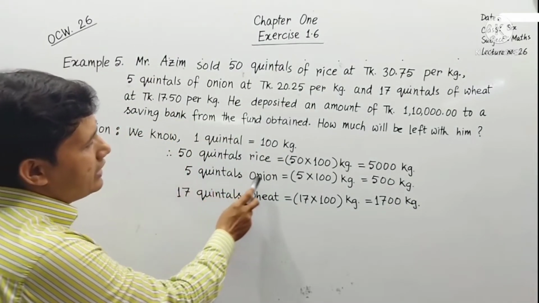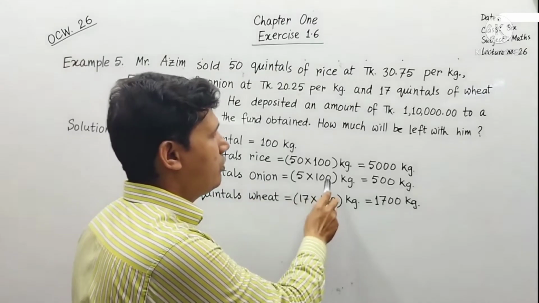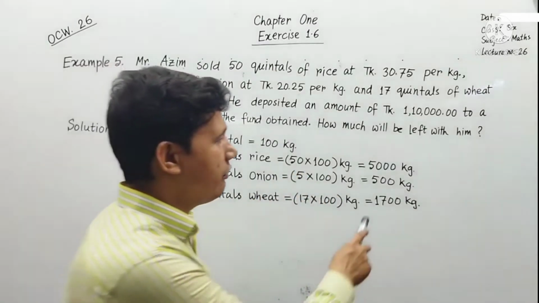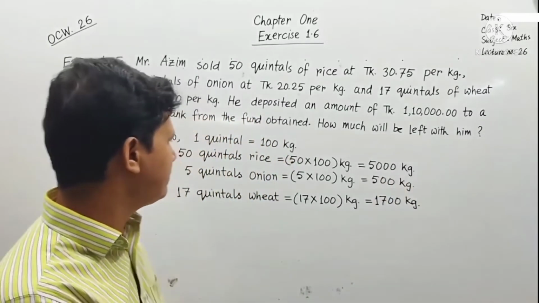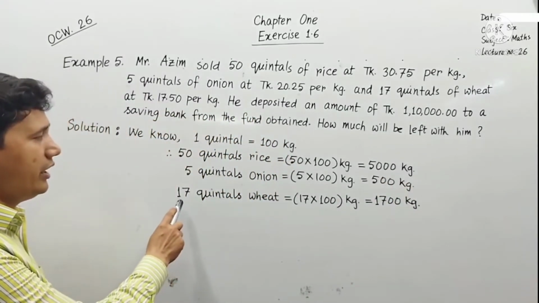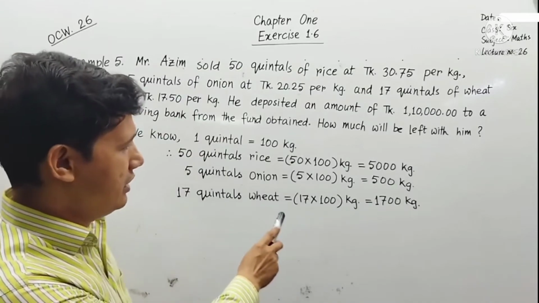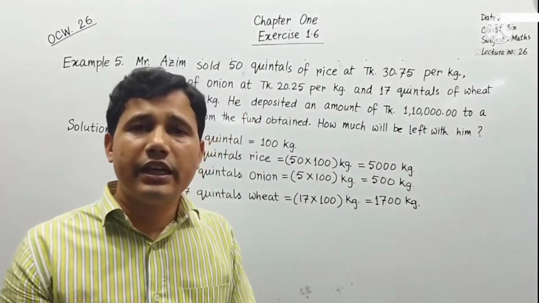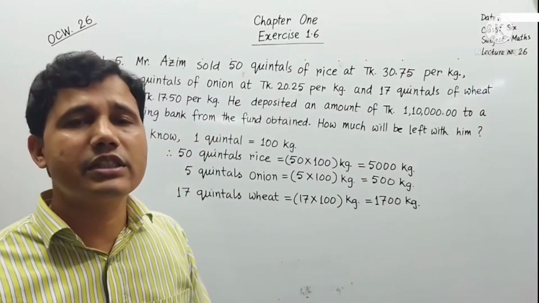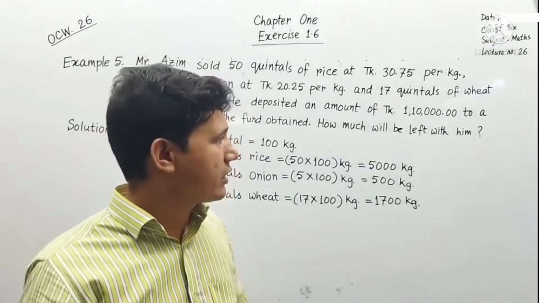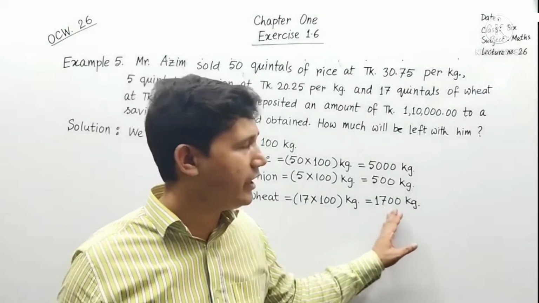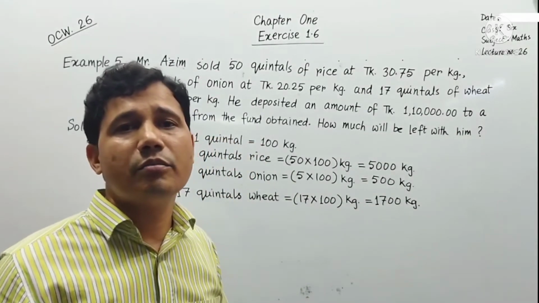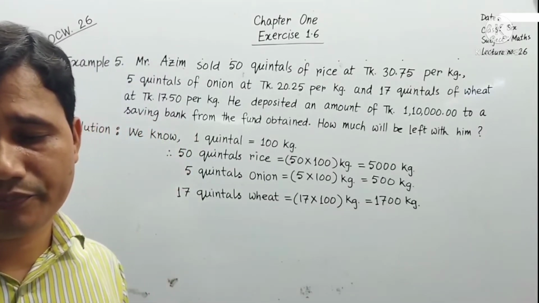Similarly, 5 quintals of onion, 5 into 100 kg, will be 500 kg. Again, in the same way, 17 quintals of wheat, 17 into 100 kg, is equal to 1700 kg. After converting into kg, we will find out the price of the items.